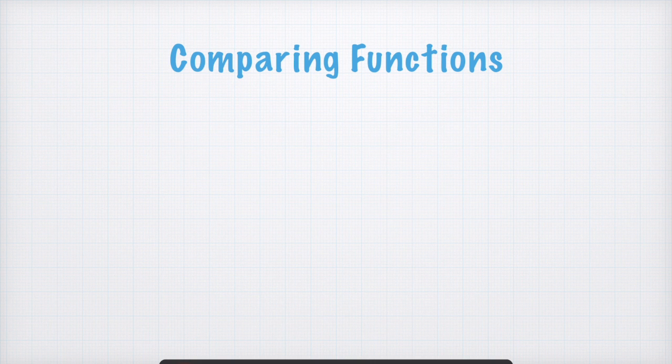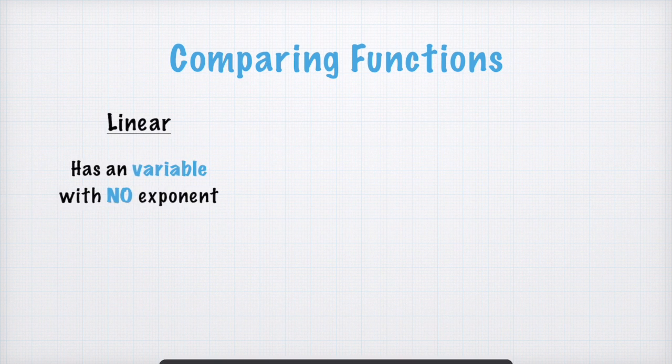So let's go over and compare some of these functions real quick. A linear function has a variable and no exponent. Here are some examples. y is equal to 5x plus 1. So here our variable is x. x is a variable with no exponent. It's just the first power. We can also have y is equal to 1/2 x. So again, your x doesn't have an exponent on it, so it's linear.